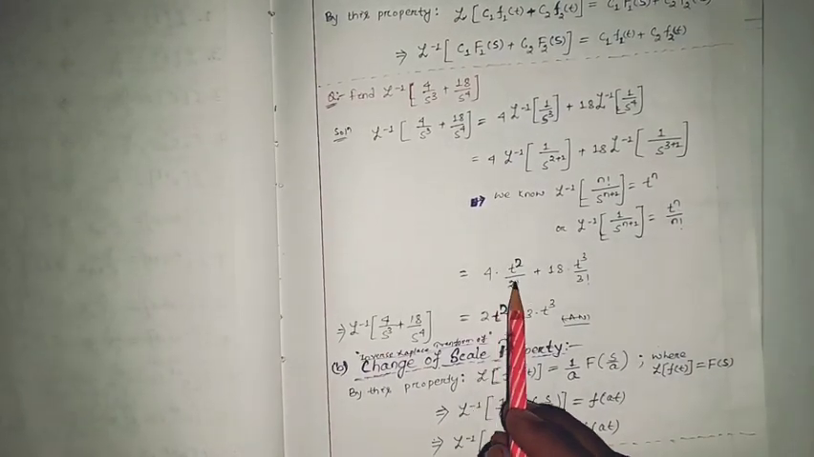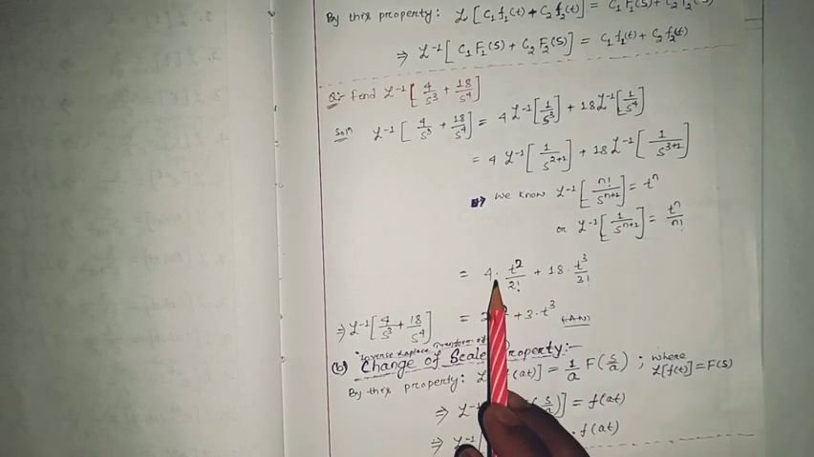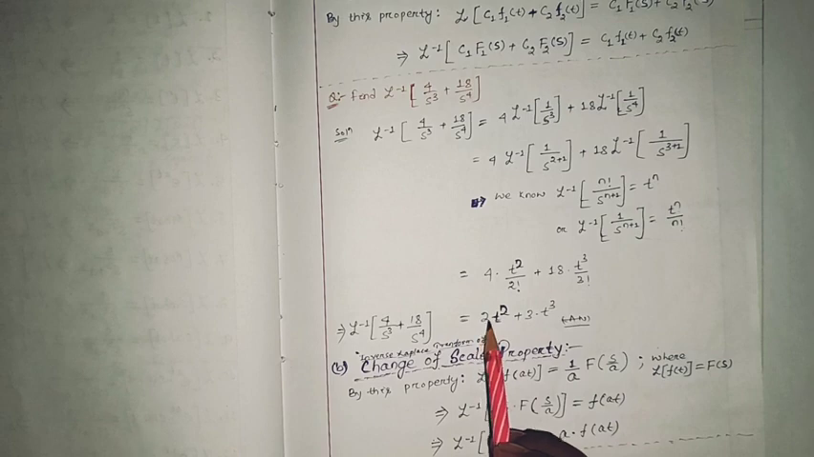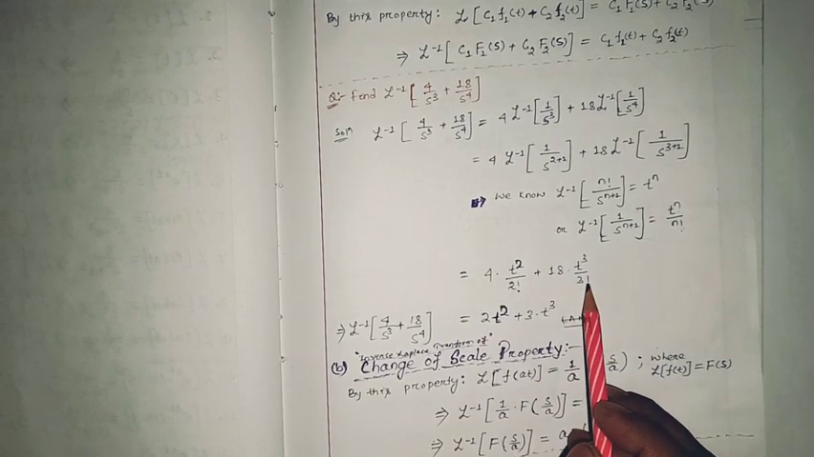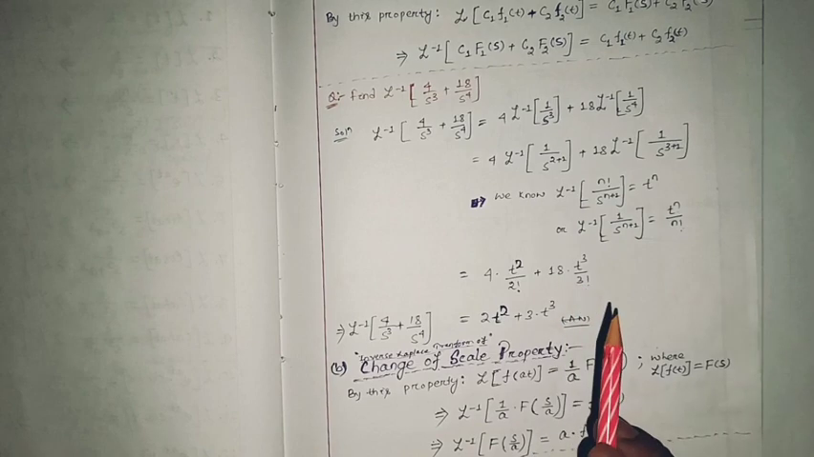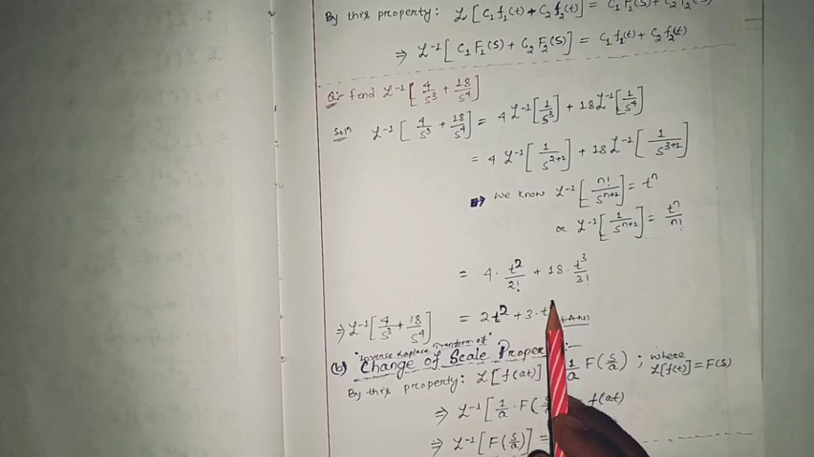Here, 4 by 2 factorial means 4 by 2, 2 into 2 is 4, cancel. That means here 2 will remain, 2 t to the power 2. Plus, here 3 factorial means 3 into 2 is 6, and 6 into 3 is 18, if we cancel or divide, then we get 3 t to the power 3. This is the answer of this question.